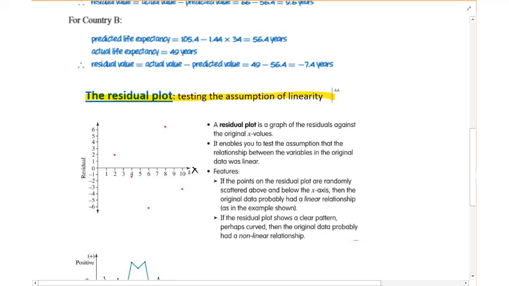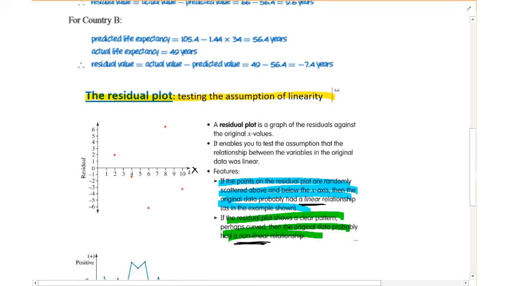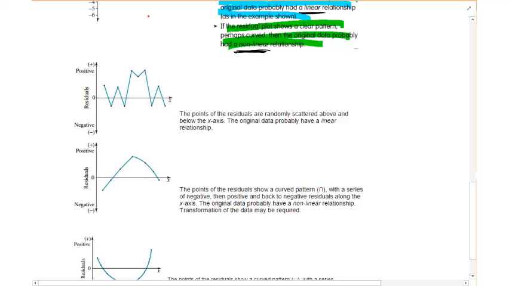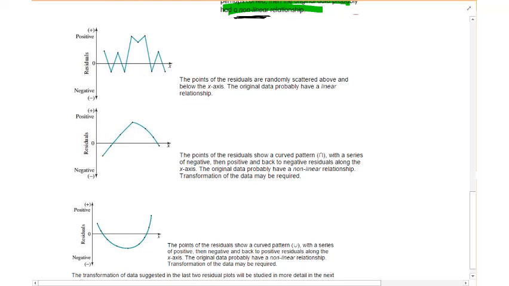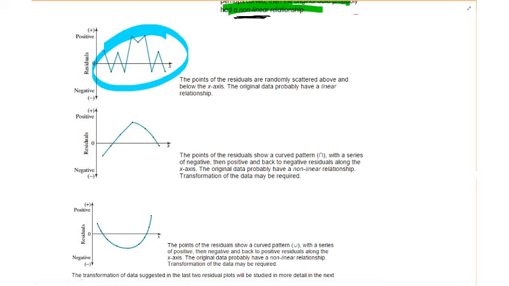The really key point when you're looking at this, okay, is if it's scattered, it's a linear relationship. It's a linear relationship. And if it has a clear pattern, often curved, then that suggests the original data has a non-linear relationship. Okay. Now, here are 3 examples provided, and what you're looking for here is the fact that this one's scattered. So it's scattered, there's no clear pattern.